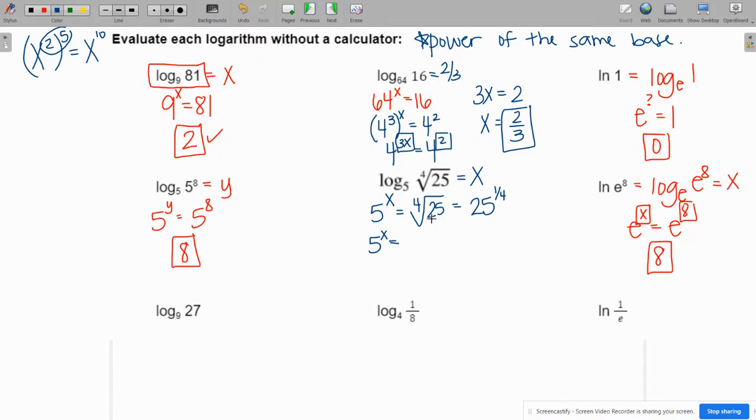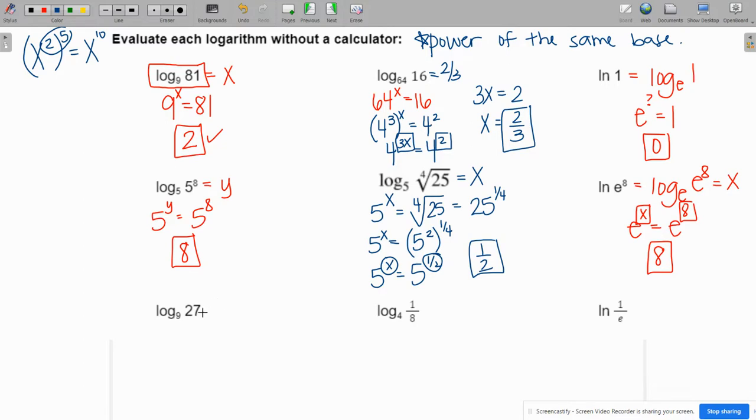But then we do know that 25 is 5 squared. So we know that this is going to be 5 squared to the 1/4 power. Again, a power raised to a power. We multiply our exponents. So 5 to the x power is equal to 5 to the, well, 2 times 1/4 is 2/4, or 1/2. So that means our x equals a half. So if we were to evaluate log base 5 of the fourth root of 25, it's going to be a half. Let's just try a few more.